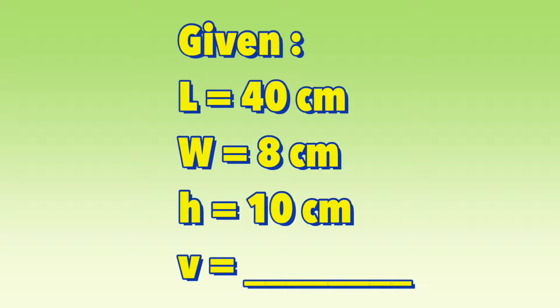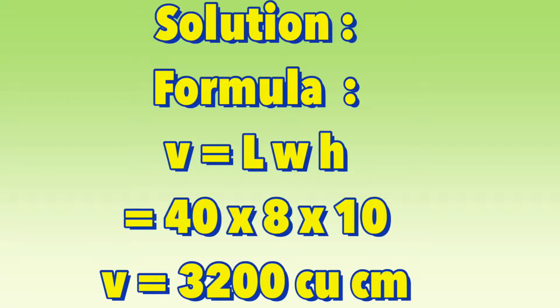Today we are going to study how to compute the volume of a rectangular prism. A rectangular prism is a solid figure that has 3 dimensions. The first given of this problem is the length, 40 cm, the width is 8 cm, and the height is 10 cm. To find the volume of a rectangular prism, we have the formula: volume equals length times width times height.